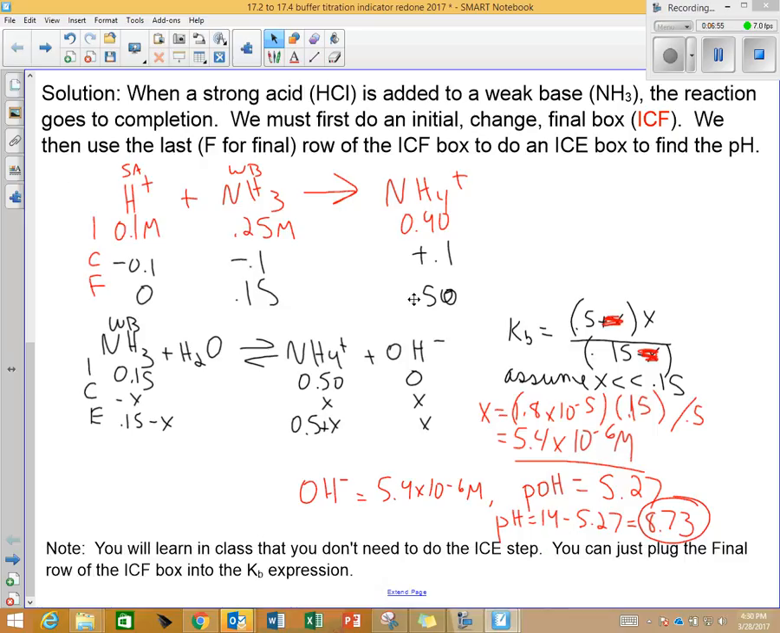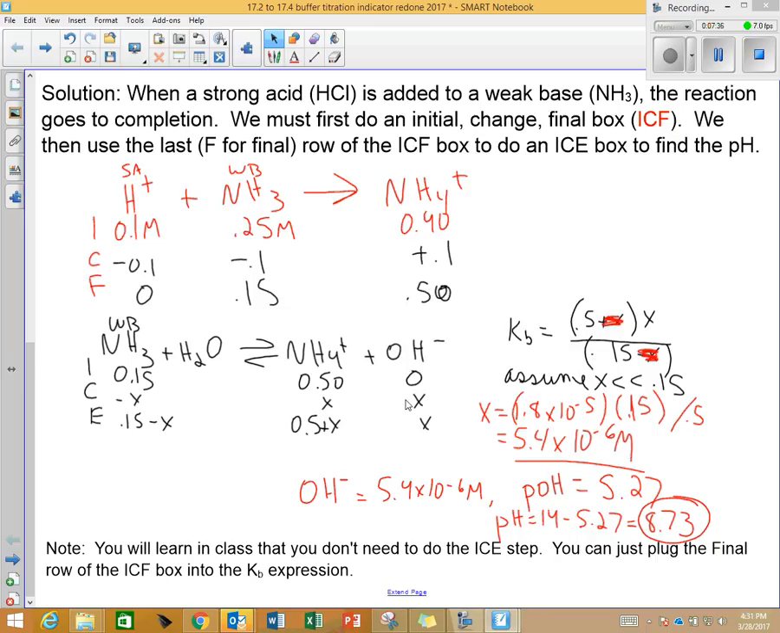In class, you're going to learn you have to do the ICF box. When you have a strong anything with a weak, so strong acid, weak base, or if you had a strong base with a weak acid, you always do an ICF because strong acids and bases react completely to the right. Now this piece you're not going to have to use, and you will learn in class what you do instead. And I will tell you right now, you just take the numbers from the F row, plug them into the KB expression. So notice right here, my KB expression would be products.